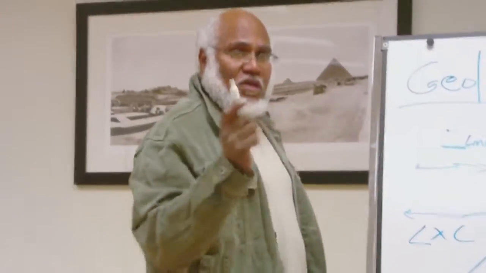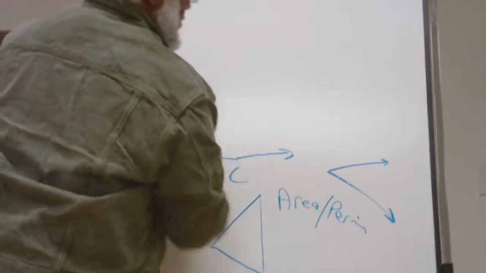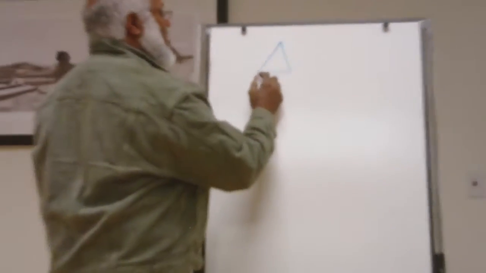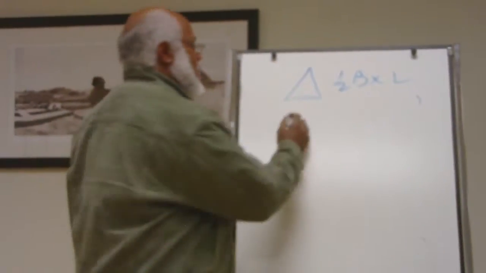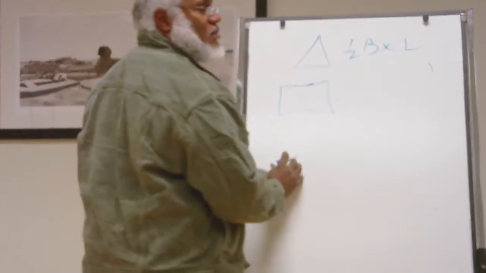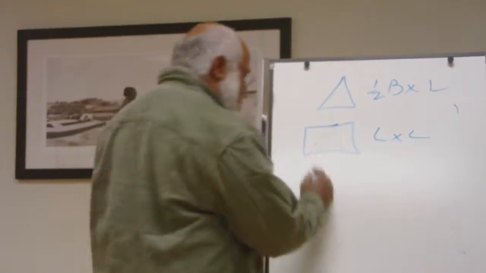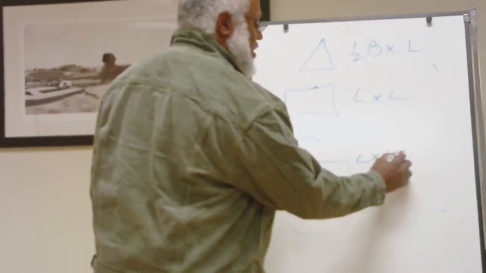Let me just give you the real thing behind it. Let me show you how it's a length times another length. If I had this triangle, right? A lot of you know the formula as what? Half base times height. What did I say it was? A length times another length. If you have, say, a rectangle or a square, a length times another length, right? I told you that if you have a circle, it's a length times another length.